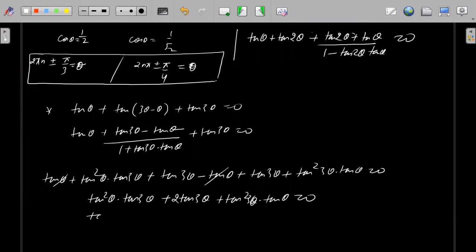So I have tan square theta tan 3 theta plus tan 3 theta plus, if I take tan 3 theta common from here, then we will have tan 3 theta, tan square.